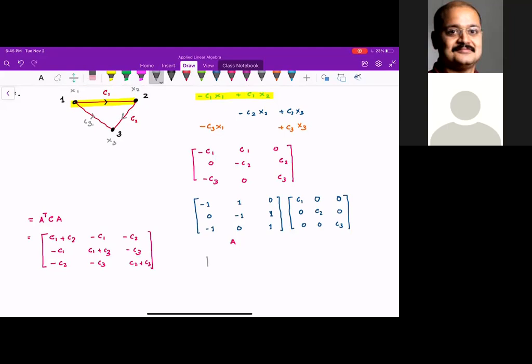The reason I looked at this problem is because I wanted to talk about this problem, which is a spring mass problem. So this is x1, this is x2, and if you write the equation for this, those can be written in terms of incidence matrices.